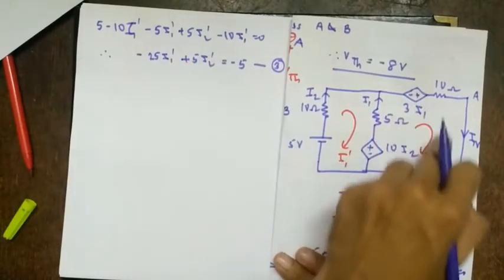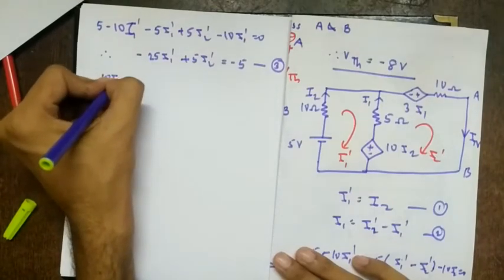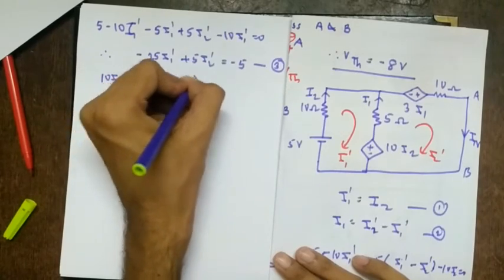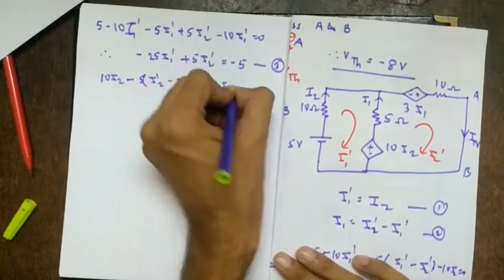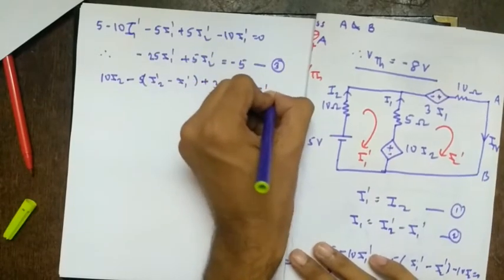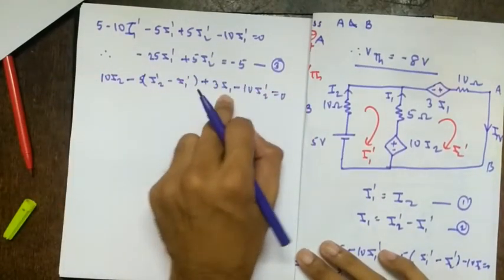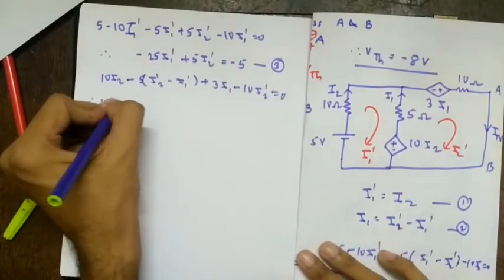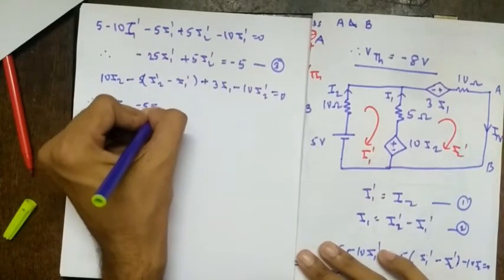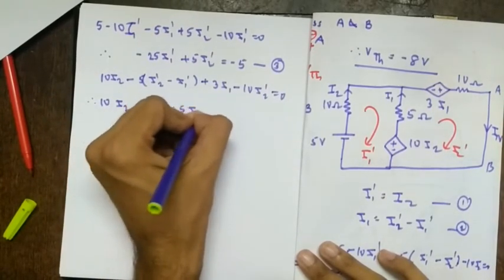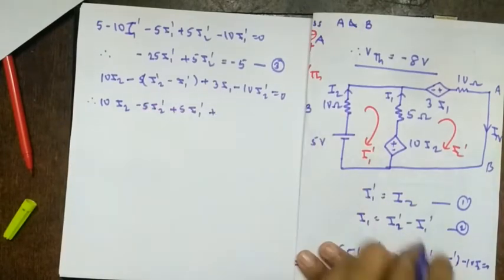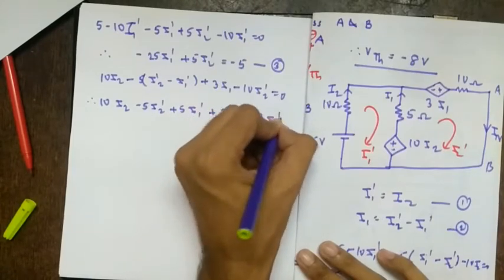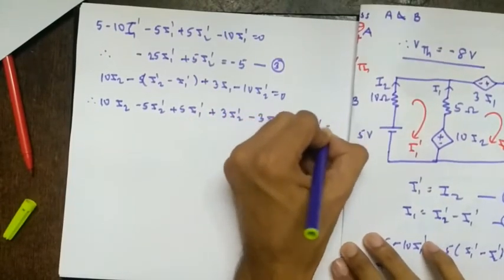So next apply KVL to this mesh. 10 I2 minus 5 times (I2 prime minus I1 prime) plus 3 I1 minus 10 I2 prime equal to 0. So I1 is extra. What is I1? I2 prime minus I1 prime. Therefore 10 I2, this will be minus 5 I2 prime plus 5 I1 prime plus 3 times (I2 prime minus I1 prime). So 3 I2 prime minus 3 I1 prime minus 10 I2 prime equal to 0.